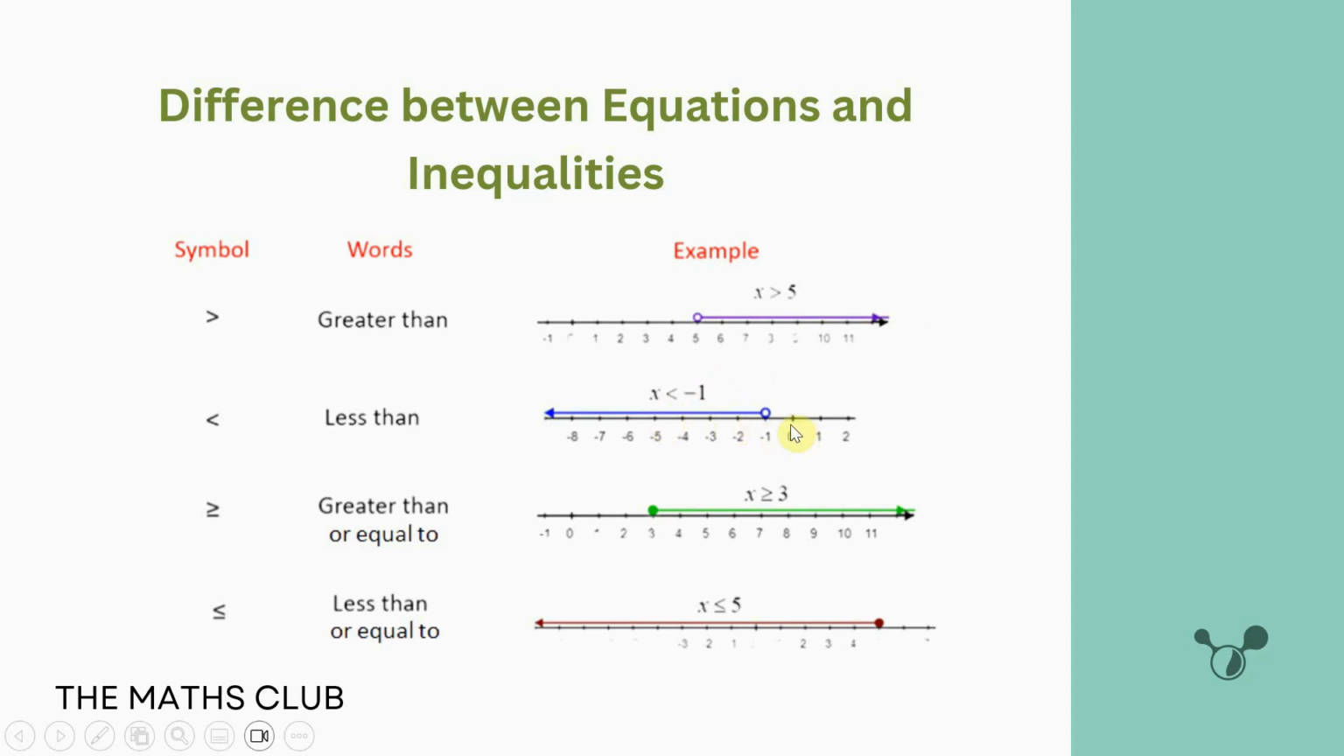Because minus 1 is not included, we don't shade the circle of minus 1. And then the arrow follows the direction of the inequality. So you can see this is going to the left, because anything less than minus 1 is like minus 2, minus 3, minus 4, things like that.